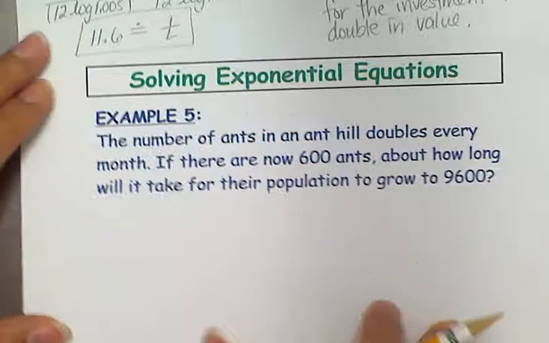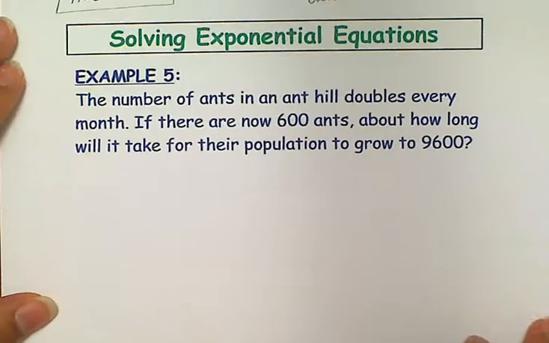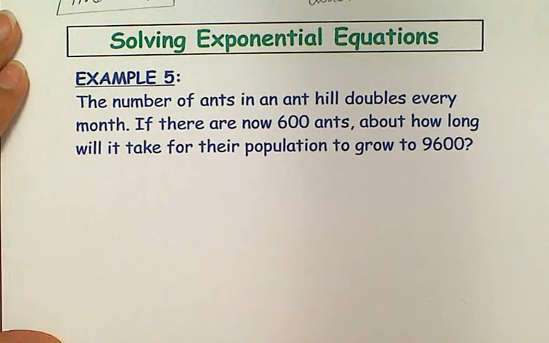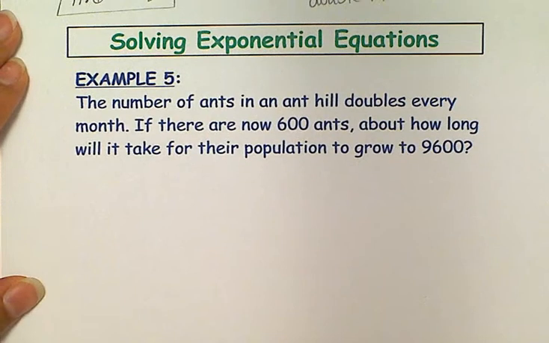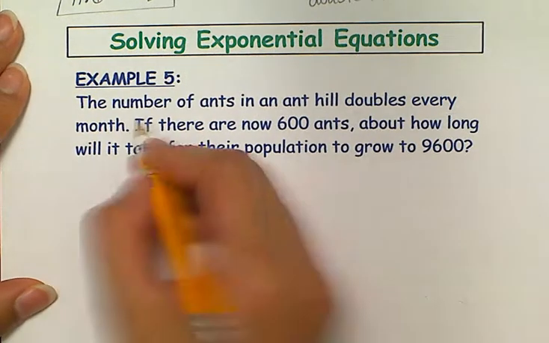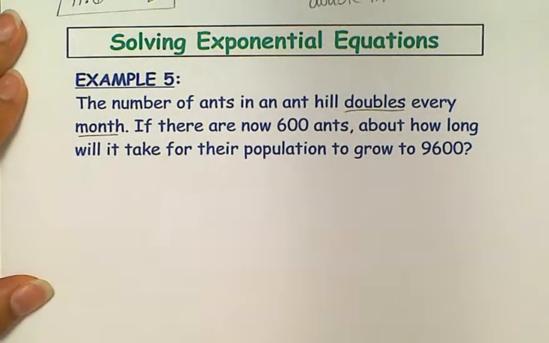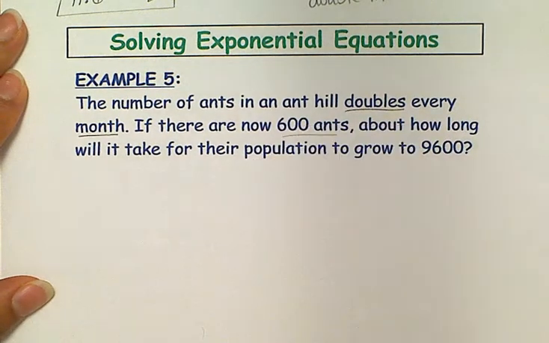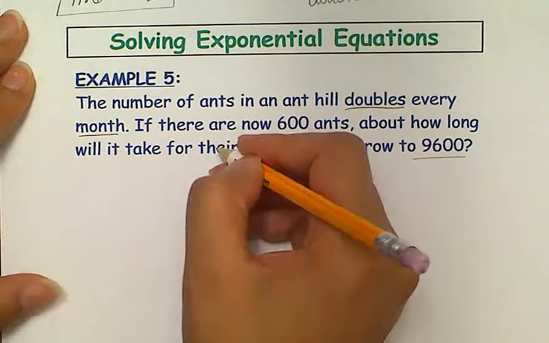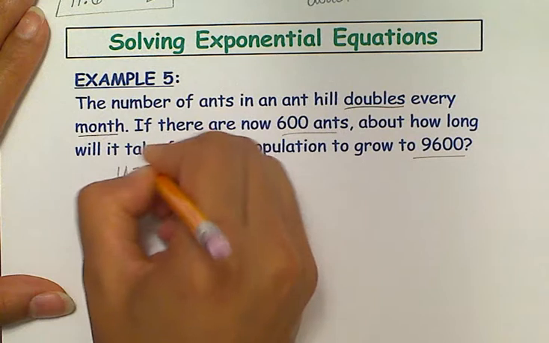So example 5 says the number of ants in an anthill doubles every month. If there are now 600 ants, about how long will it take for the population to grow to 9,600? So what we know in this case is that the population is doubling every month, and we know the initial amount of ants, and we want to know how long it takes for it to be 9,600.